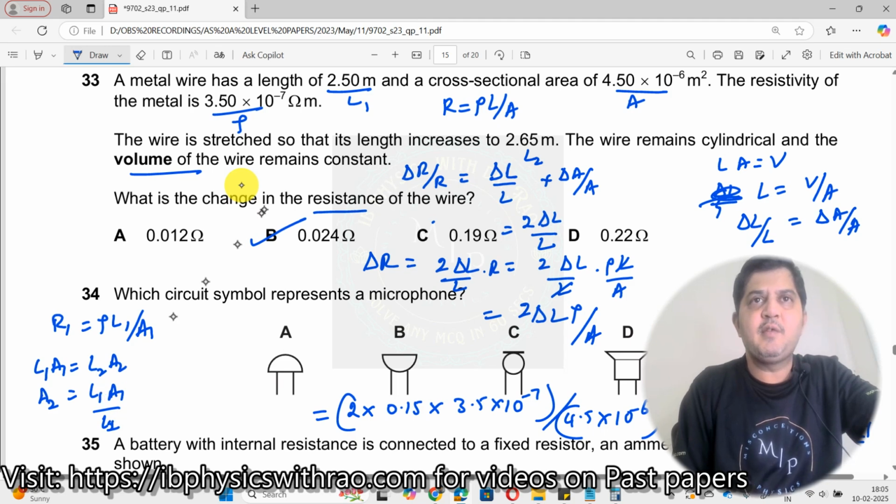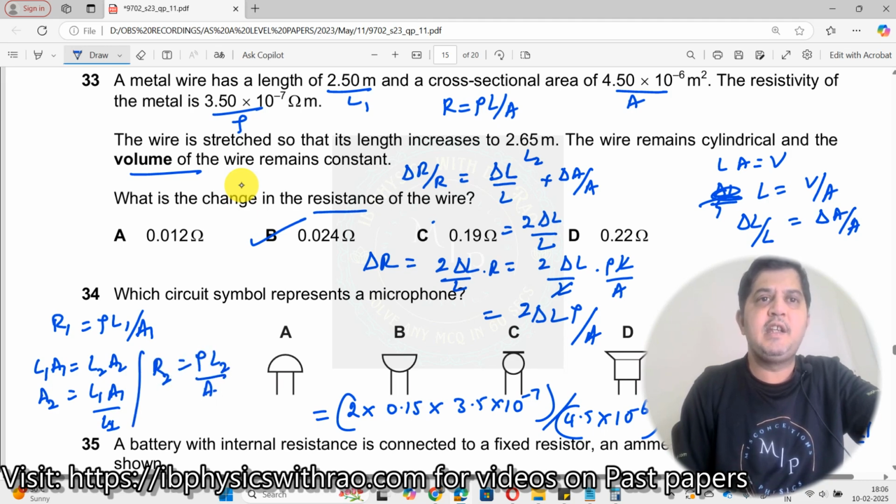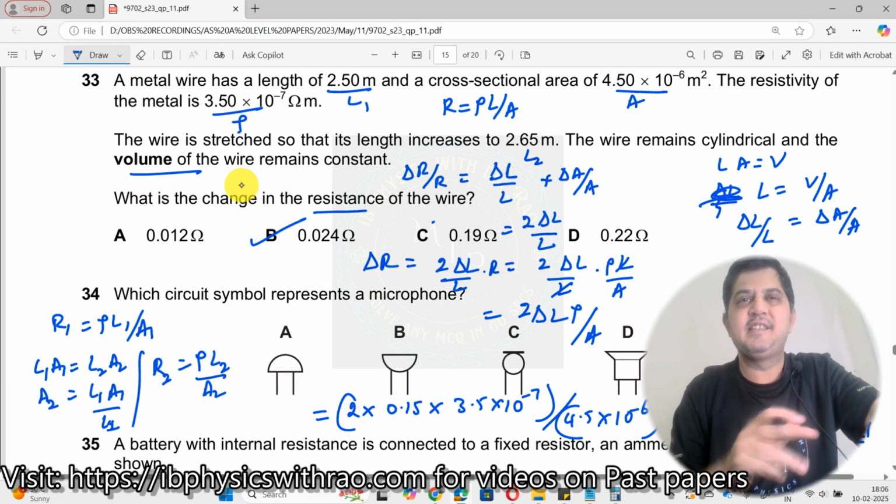L1 is 2.5, A1 is 4.5, and L2 is 2.65. I'll get the value of A2 also here. Then once again I'll find out R2. R2 is equal to rho times L2 by A2. I'll get this also. Then I'll take the difference between these two. This is the second method.